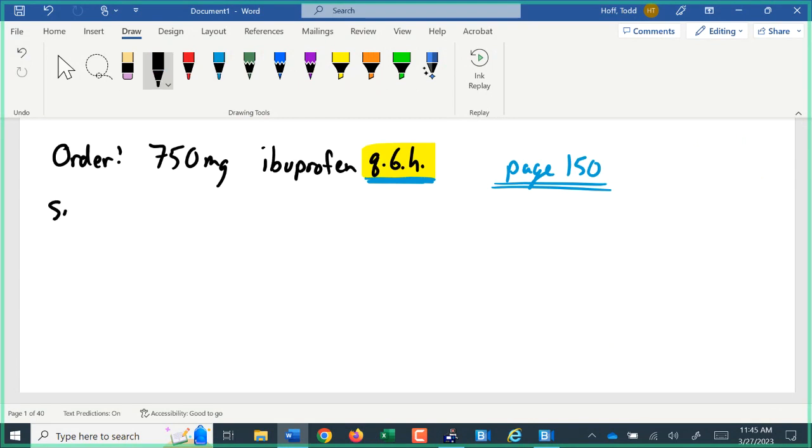Then, of course, in this case, our supply is 500 milligram tablets. Now, remember, I'm actually going to add the word in here for tablets. I'm going to add the word scored tablets.